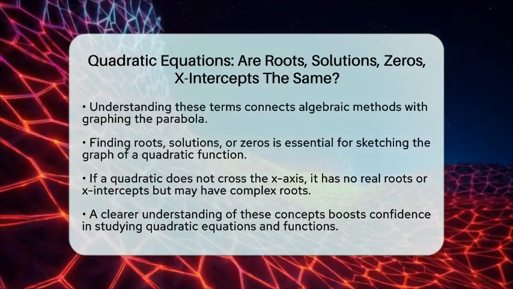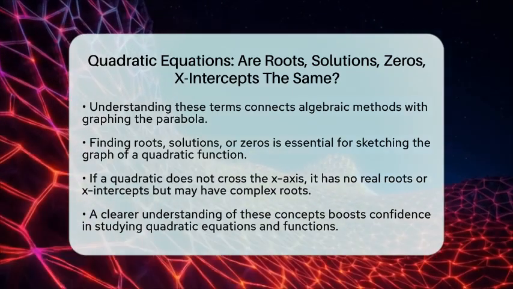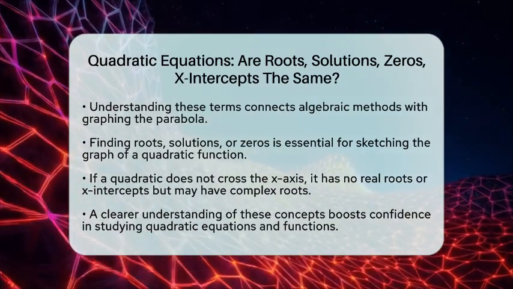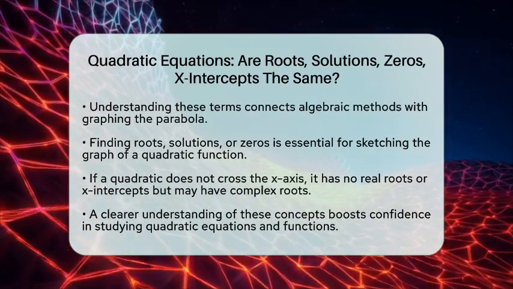If the quadratic does not cross the x-axis, it has no real roots or x-intercepts, but it still has complex roots that are not visible on the graph.